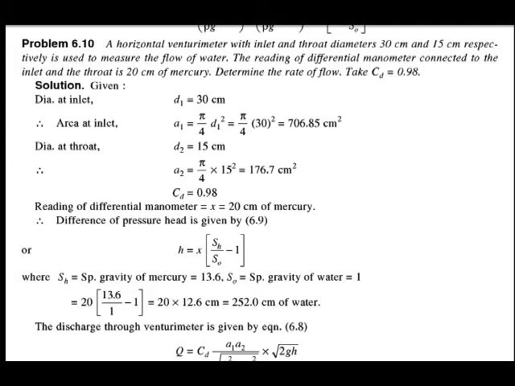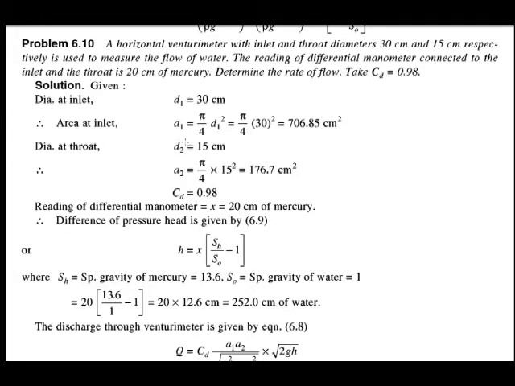CD means the coefficient of venturimeter. It is given as 0.98. In the example, they have given a horizontal venturimeter. The diameter of the inlet is 30 centimeter and the diameter of the throat section is 15 centimeter. Now calculate the area of both.